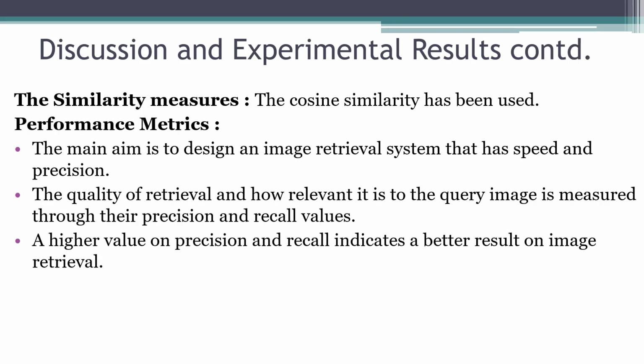The retrieval performance of a CBIR system depends mainly on the feature representations and similarity measurements. The main aim is to design an image retrieval system that is efficient and effective through fulfilling two requirements: speed and precision. The quality of retrieval and how relevant it is to the query image is measured through precision and recall values. A higher value of precision and recall indicates a better result in image retrieval, meaning the set of returned images is more preferable to the user.